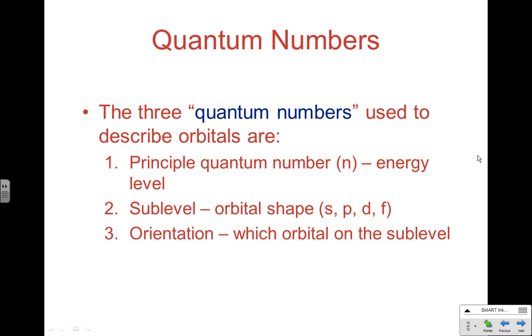Now, the symbol n should look familiar to you from pre-AP chemistry, because if you got into electron configurations, n is the energy level. So the one quantum number we will talk about is the principal quantum number, the first quantum number, and that is related to the energy level, and that we will give an actual number value to.